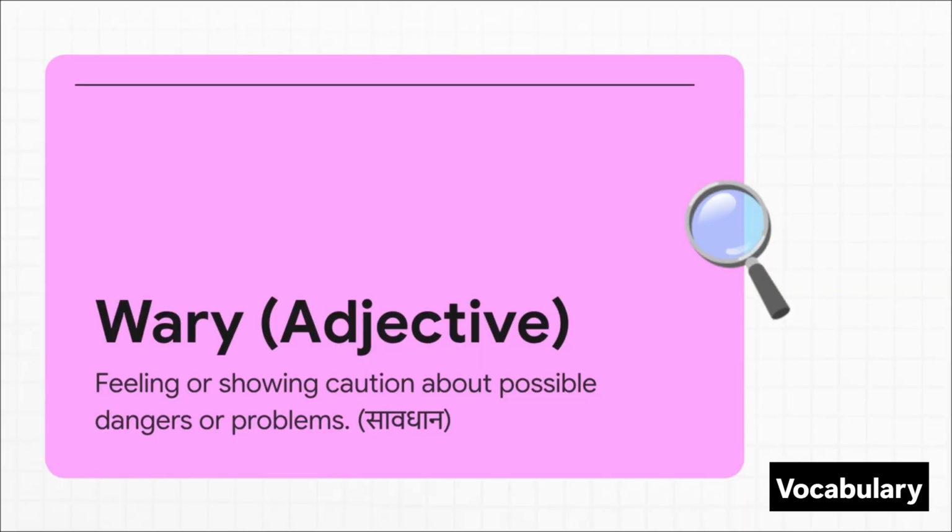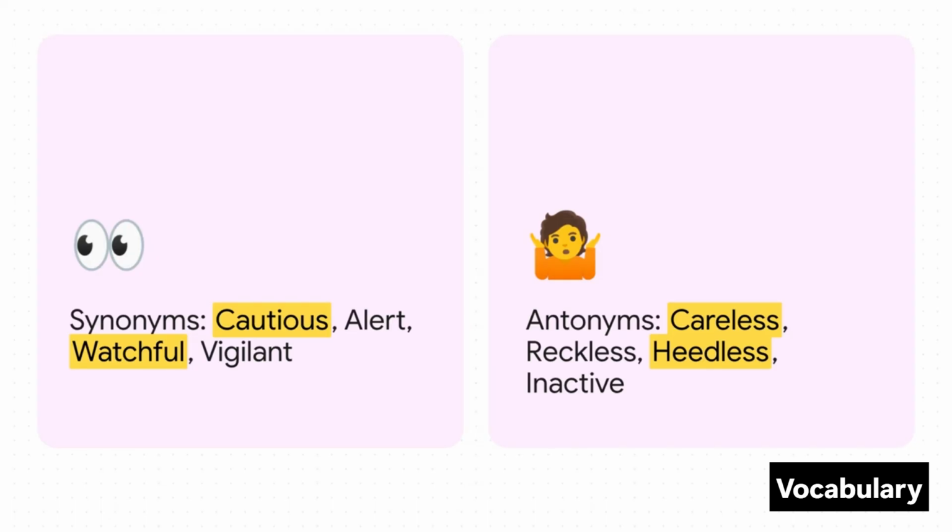Let's take an example, shall we? The word is wary. Now this is an adjective, and it basically means savdhan or satark rehna. So when you're being extra careful about something, you are being wary. Now, here's where the magic happens.